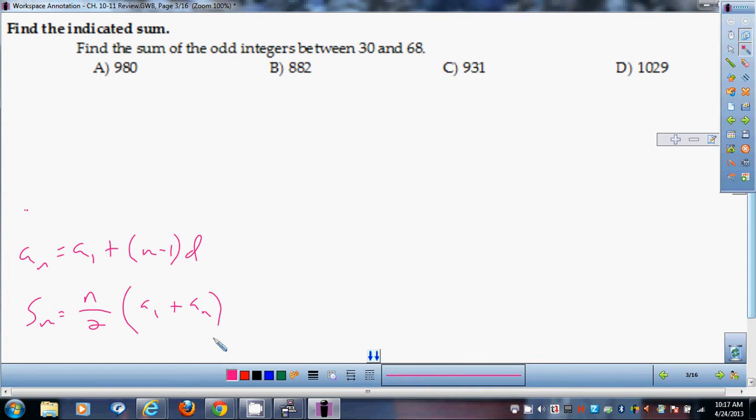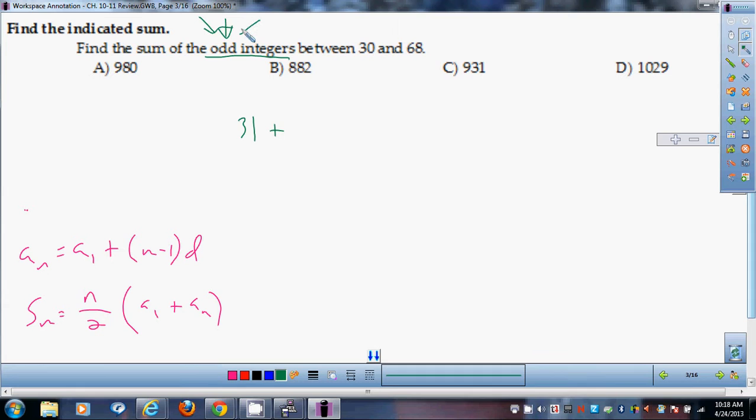Now, who wants to help me start filling out my sum formula so we can figure out what it is I need to find? Lazarus. A1 is 31. What is A sub n going to be? No, I'm still asking you questions. What is the last term going to be? 67. Again, you're really missing the key detail here.